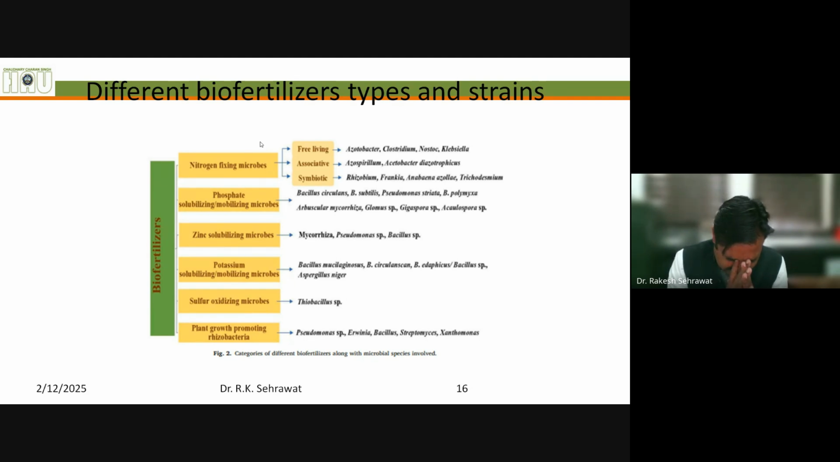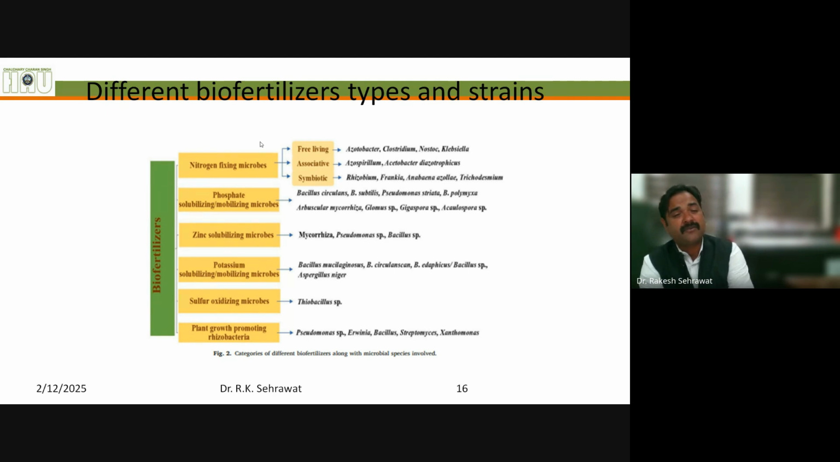more, indica, that is okay, forgot that. Then for potash solubilizing or mobilizing, we have Bacillus mucilaginosus, Bacillus circulans, Bacillus edaphicus. Then Aspergillus niger is also reported as a potash solubilizing microorganism.